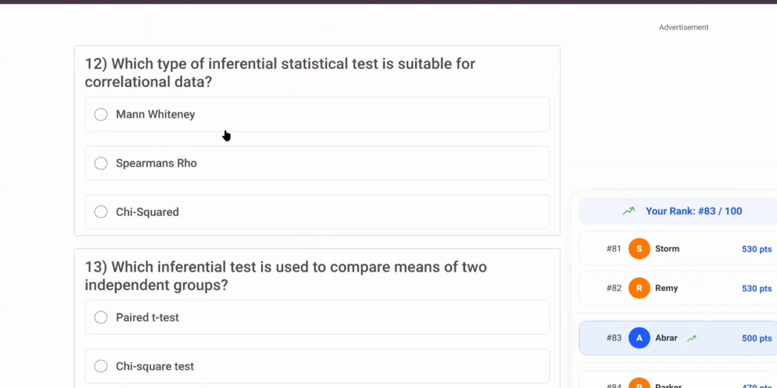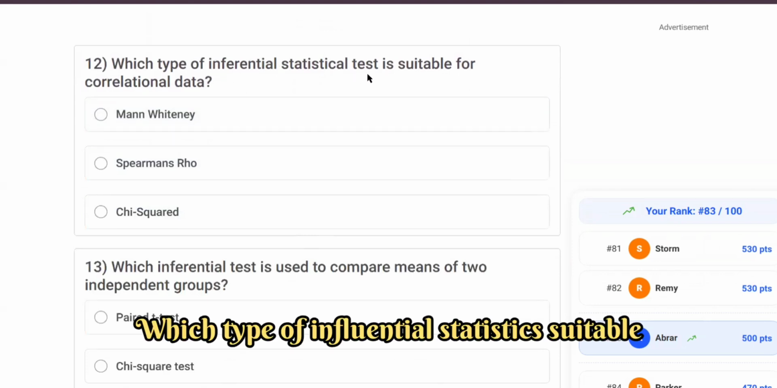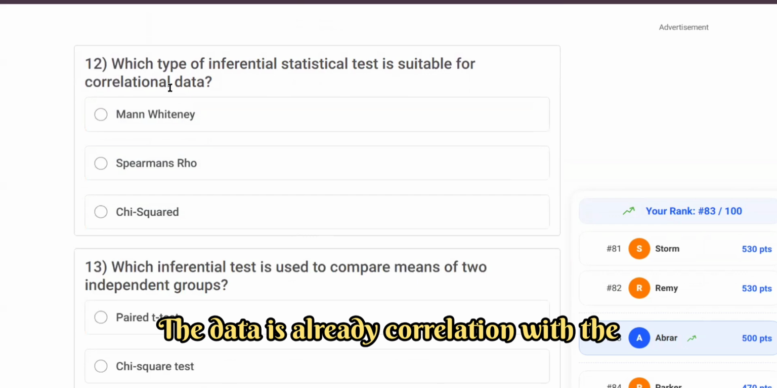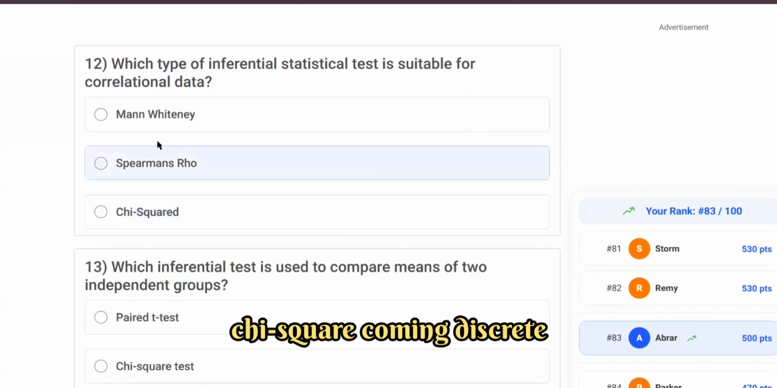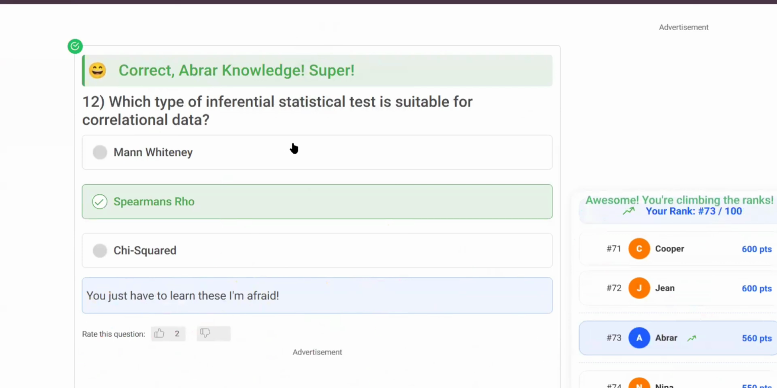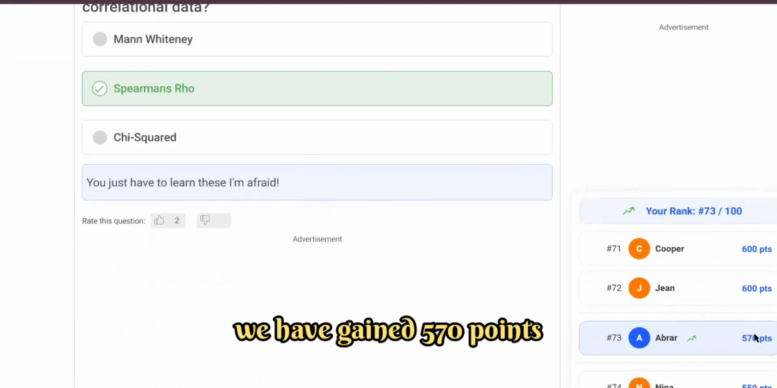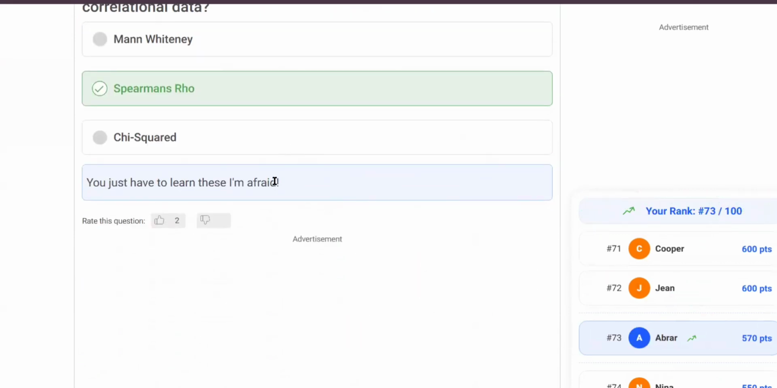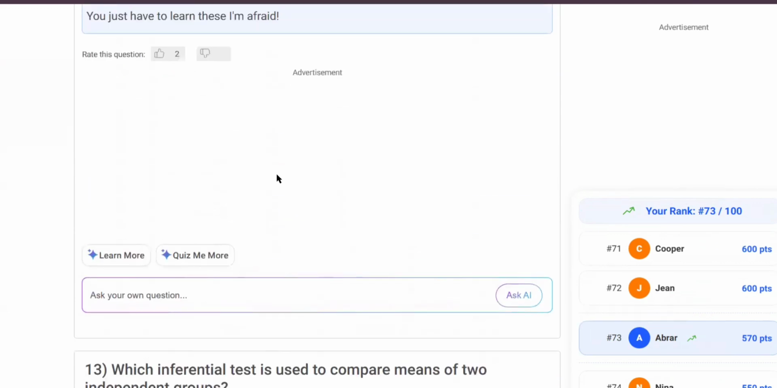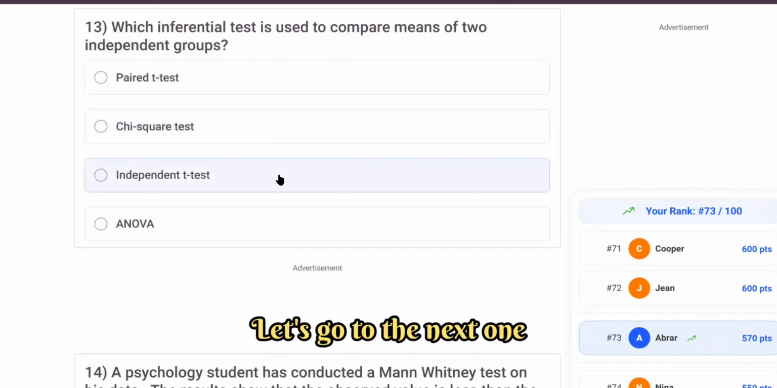Okay. Which type of inferential statistics is suitable for correlational data? The data is already correlational. The chi-square comes in discrete. This is median, and then it should be this one. Okay, we have gained 570 points. Let's see. We are only 30 points away from going to second position. This has been done. Let's go to the next one.